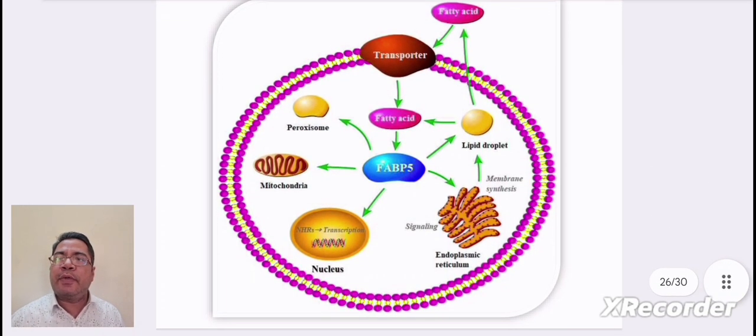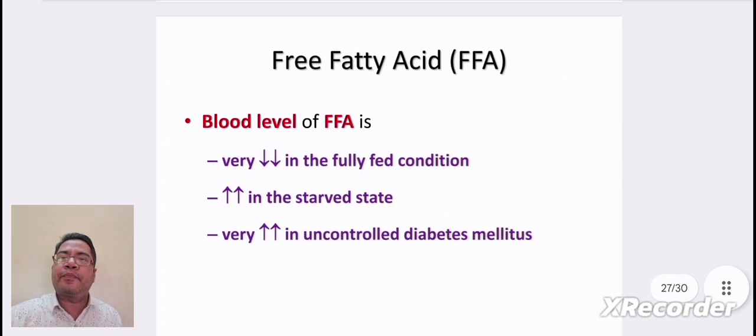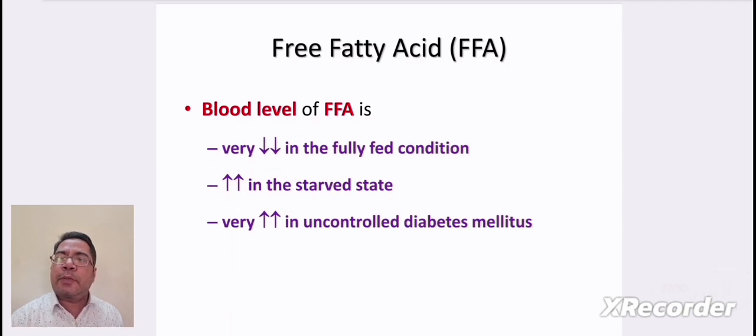In this diagram, we can see that fatty acids combine with fatty acid binding protein, and its functions are with ribosome, mitochondria, nucleus, endoplasmic reticulum and lipid droplet. The blood level of free fatty acid is very low in the fully fed condition, high in the starved state and very high in uncontrolled diabetes mellitus.